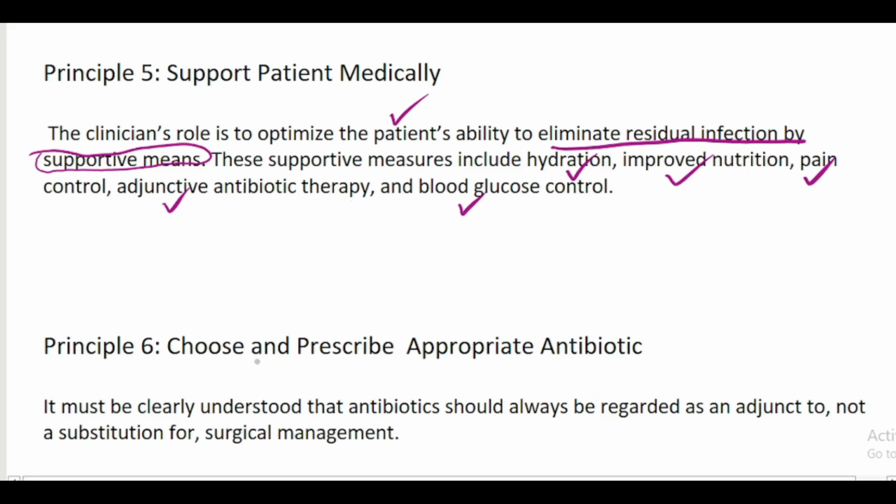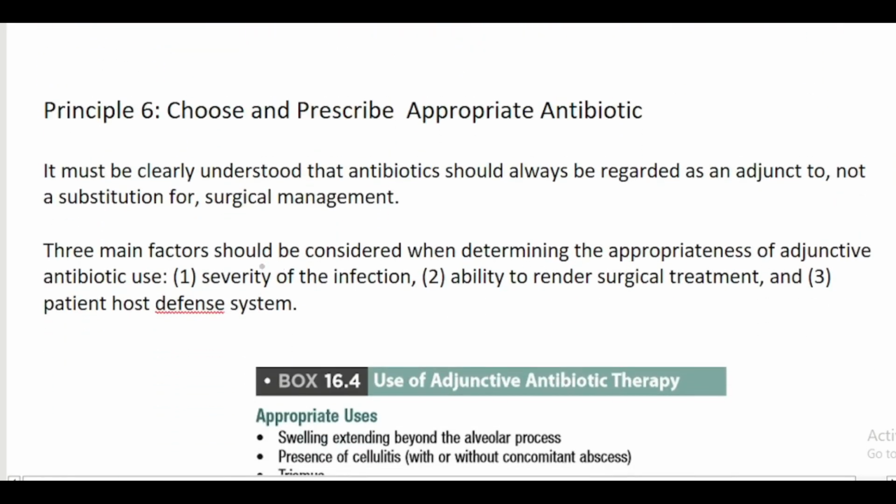The sixth principle is choose and prescribe appropriate antibiotic. Now, it is clearly understood that antibiotics should always be regarded as adjunct to, not a substitution for, surgical management. We have been stressing that surgery is the primary mode of treatment of odontogenic infections. So it should always be clearly understood that antibiotics are regarded as adjunct to but not substitution.